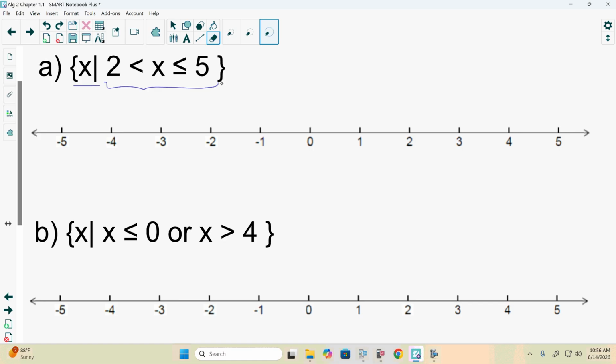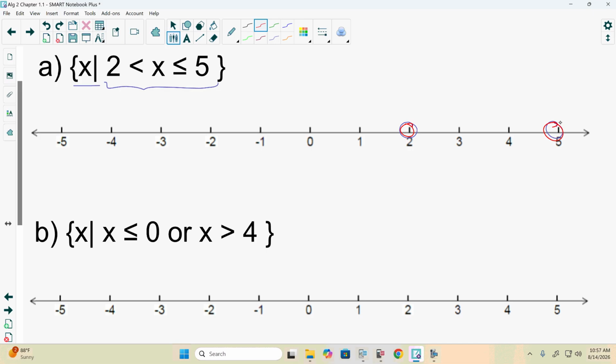Is this bounded or unbounded? Bounded. How many endpoints do we have? 2. They gave us 2 numbers and x is between them, yes? So it is considered bounded. And our 2 bounds are 2 and 5.